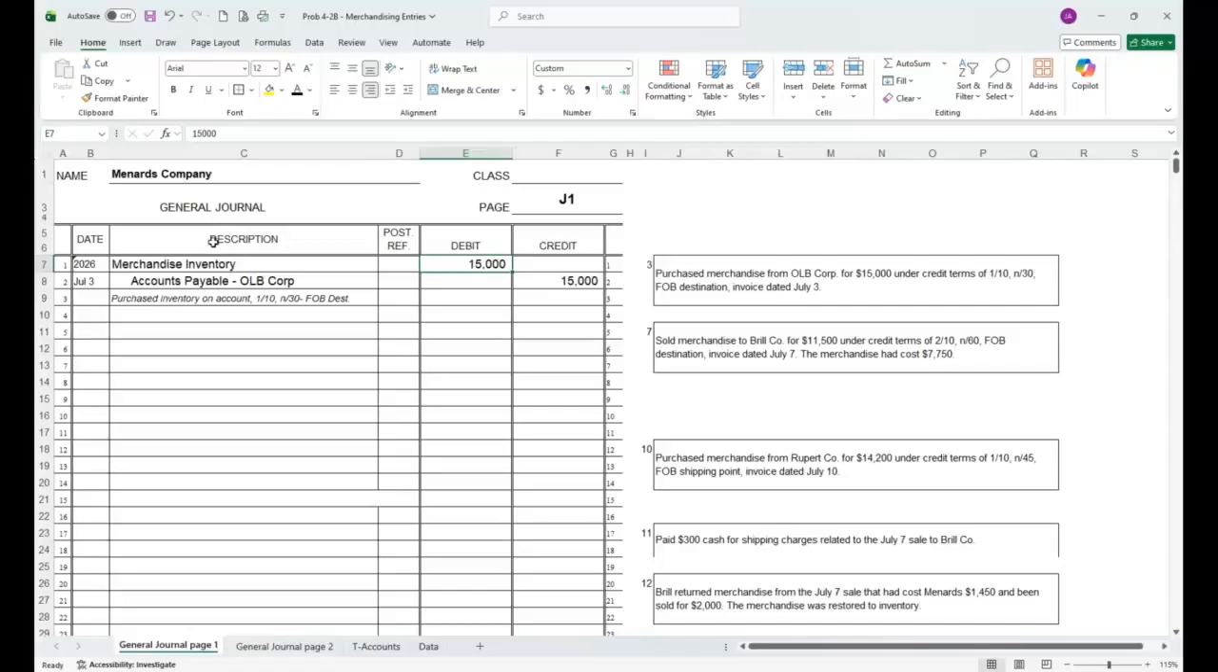The merchandise costs $77.50. Since we're using the perpetual inventory method, we have to record the cost of goods sold. So the revenue entry looks like this. We're going to debit accounts receivable Brill Company for $11,500 and credit sales revenue for $11,500.